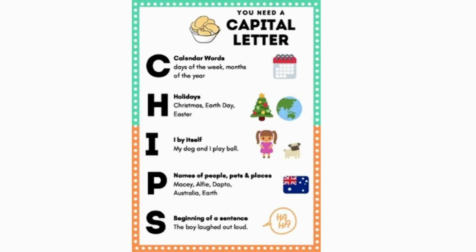Then P stands for people, pets, and places. When you say the name of any people, pets, or places, the word starts with a capital letter. And S stands for the beginning of a sentence. So when you write a new sentence, the beginning word will start with a capital letter.